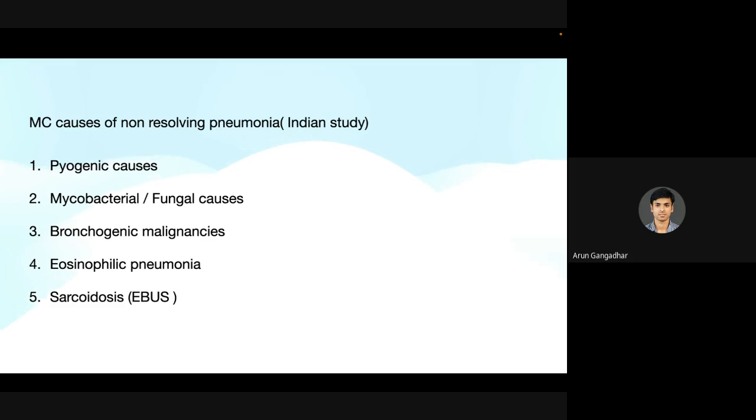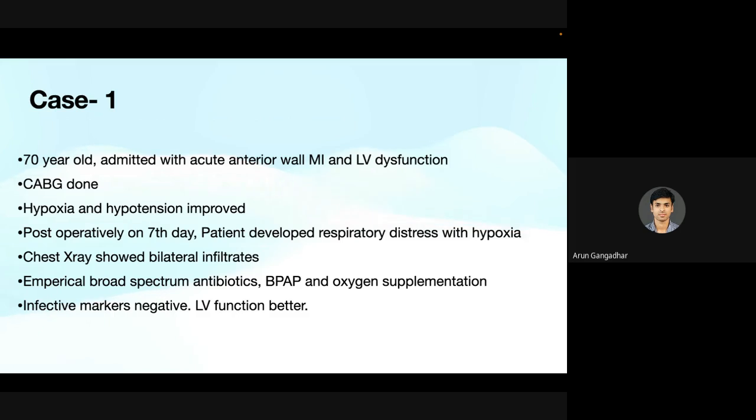From the Indian perspective, these are the most common causes of non-resolving pneumonia. Pyogenic causes come number one, like lung abscess and empyema. Then we have the mycobacterial or fungal causes. Bronchogenic malignancies come in as number three. Sarcoid and eosinophilic pneumonia are the less common ones, but the top three are the most common causes of non-resolving pneumonia in India. I'll go through a few cases to show that a small consolidation might not be a simple consolidation. These are the cases which I've put up.